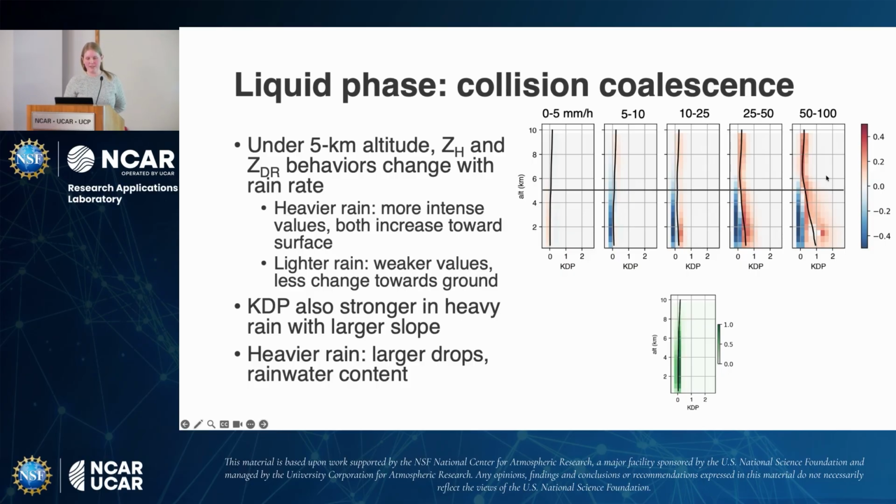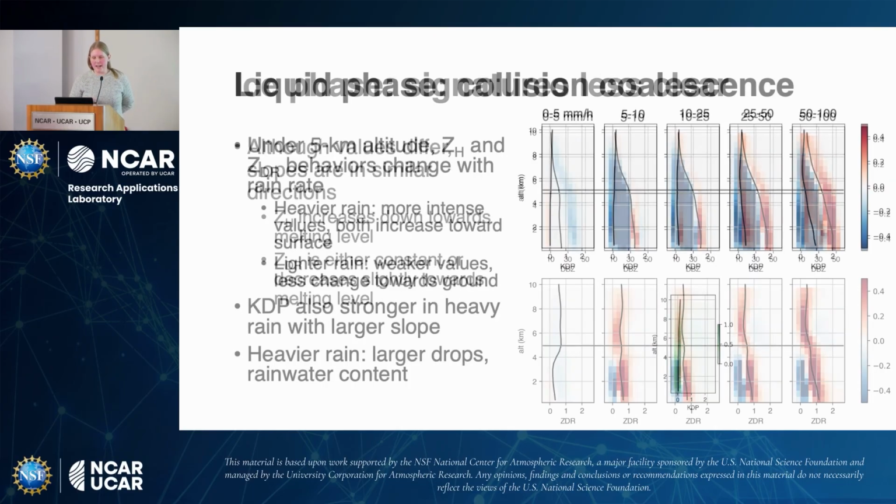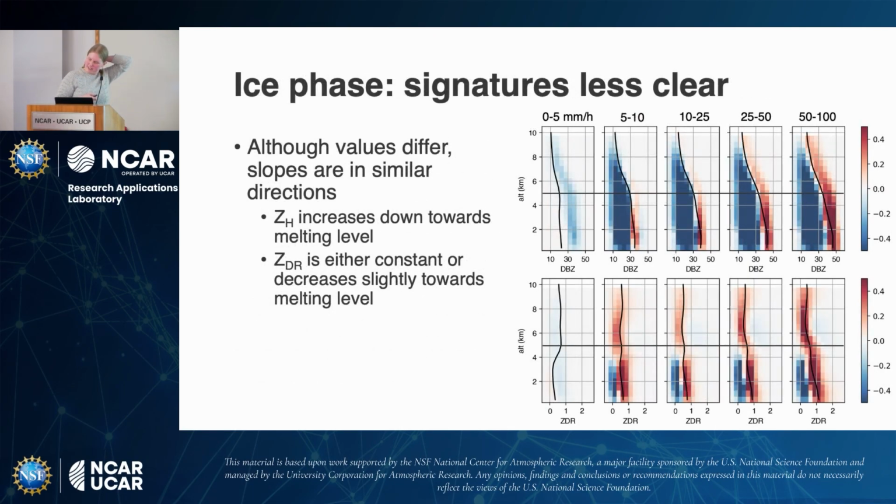But with KDP, similar to DBZ and ZDR, we see both stronger values of KDP in heavier rain than we do in lighter rain. And again, we see that increase. It's very noticeable in the mean towards the ground. Again, collision coalescence is occurring. So this heavier rain has larger drops. It has greater rainwater content. And then as I kind of foreshadowed in the background, in ice phase, signatures are less clear.